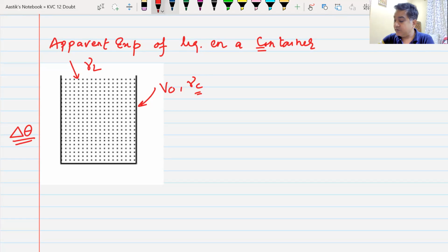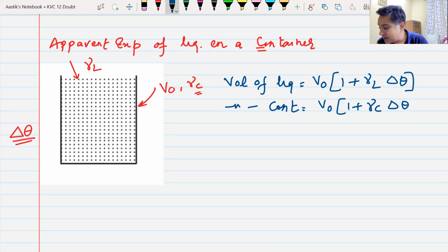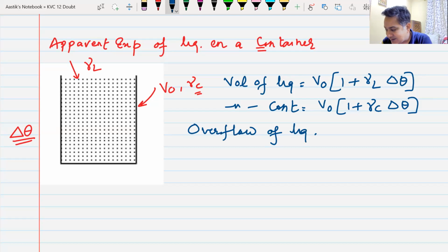So what is the volume of liquid that you will have? The volume of liquid will be equal to V0 into (1 plus gamma L into delta theta). That will be the real volume of the liquid. But the volume of the container or solid will also change. So its volume now becomes V0 into (1 plus gamma C, or gamma S if you call it solid, into delta theta). Now, if it is completely filled up, it will start to overflow. Yes or no? It will start to overflow, and that is the expansion that you see.